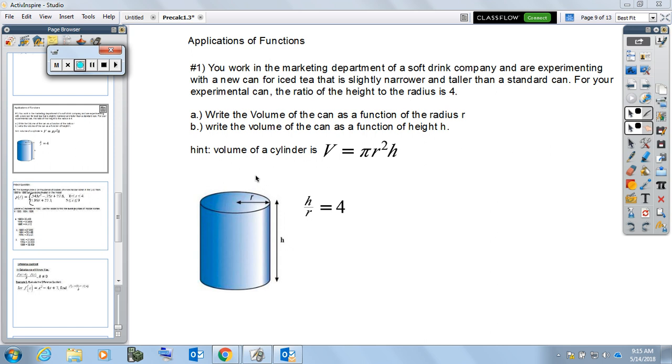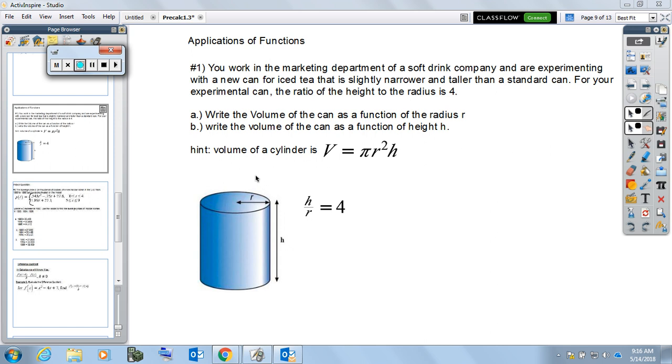It says you work in the marketing department of a soft drink company and are experimenting with a new can for iced tea that is slightly narrower and taller than a standard can. For your experimental can, the ratio of the height to the radius is 4. Write the volume of the can as a function of the radius r. And then write the volume of the can as a function of the height h.